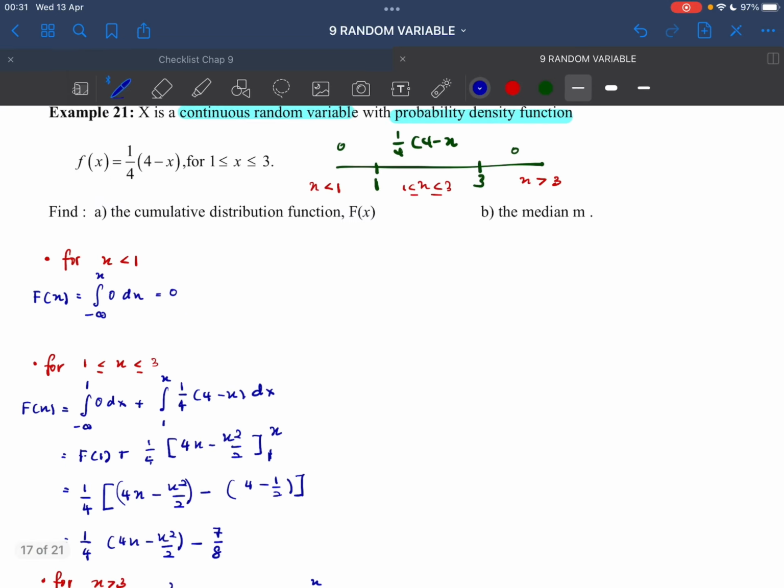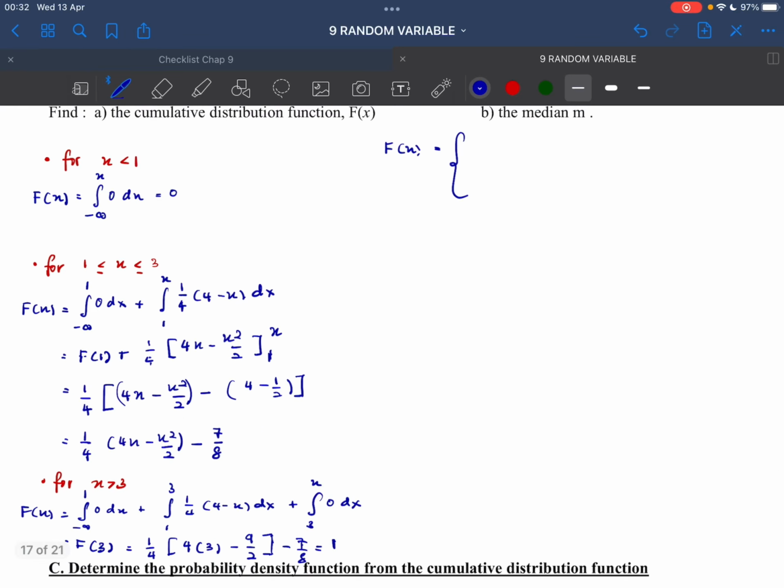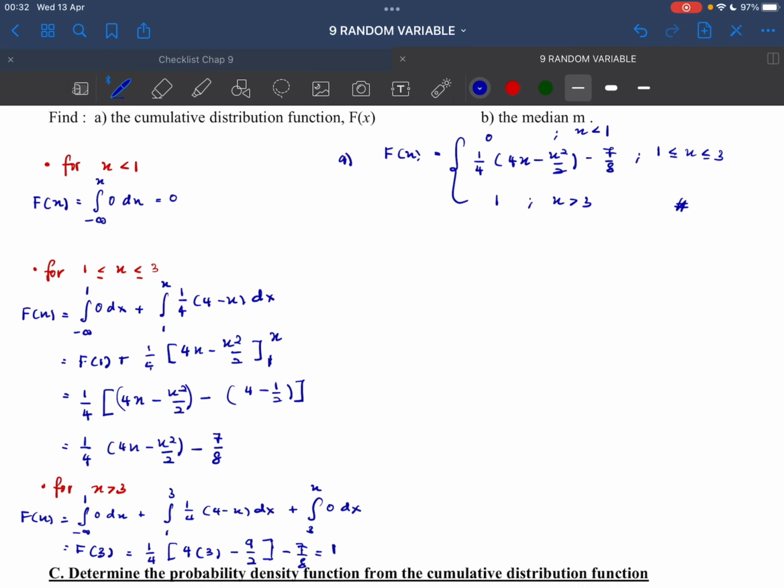So now we have a function. Let's write our function. F(x) equals piecewise, just write everything that we have. 0, 1 over 4 times (4x minus x squared over 2) minus 7 over 8, and the last one is 1. And the limits here, just follow the red color: x less than 1, x between 1 and 3, and the last one here is x greater than 3. So this is our CDF for question A. Now let's see question B.